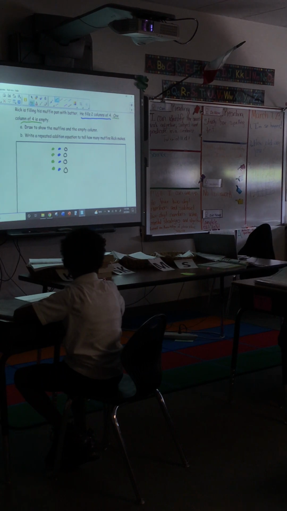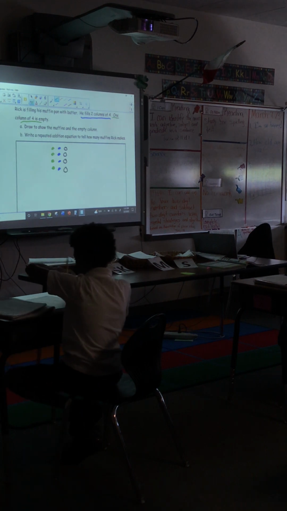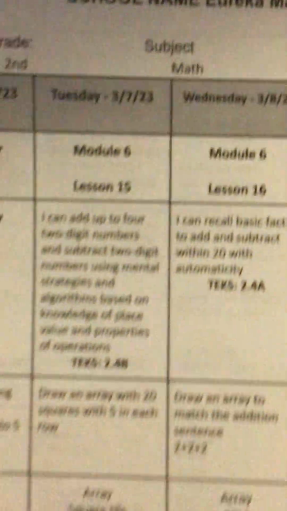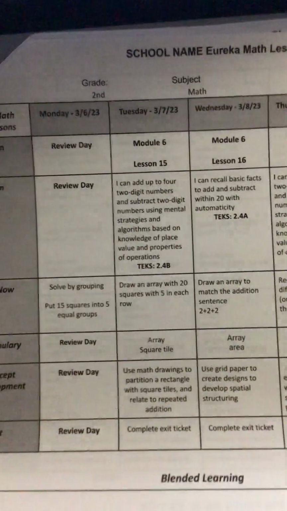Okay, so did we draw what A asked us to do? A says draw to show the muffins and the empty column. Did we do that? Yes. Did they say add or subtract anything? No. Now we're going to B. What does B want us to do? Write a repeated addition equation telling how many muffins Rick made. So what would be the addition sentence? What would be the equation?